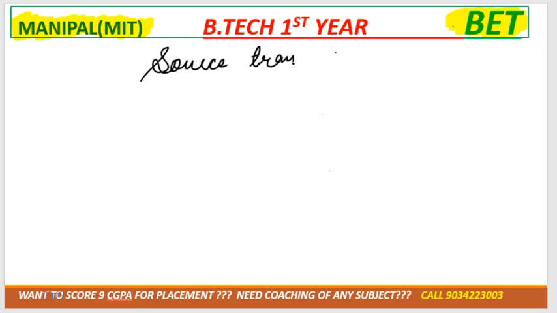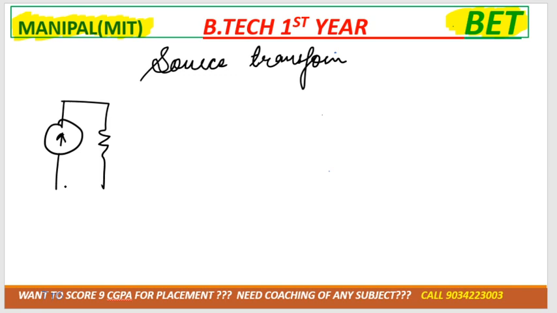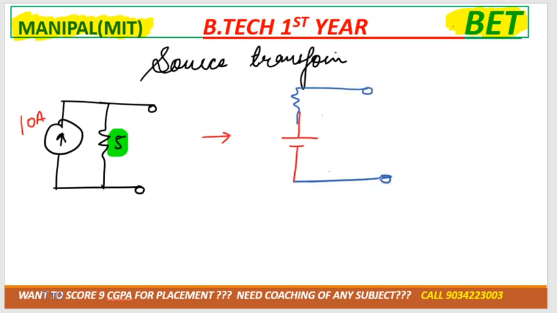Source transformation: we can convert current source to voltage source and voltage source to current source, okay? But we'll have one condition, that the current source must be connected in parallel with the resistance. Suppose this is 10 ampere, this is 5 ohm, and we need to convert it into a voltage source. So how will you do it? Draw the voltage source symbol, and the resistor that is connected in parallel here will be connected in series here. Here 5 ohm is connected, so here it would be 5 ohm.